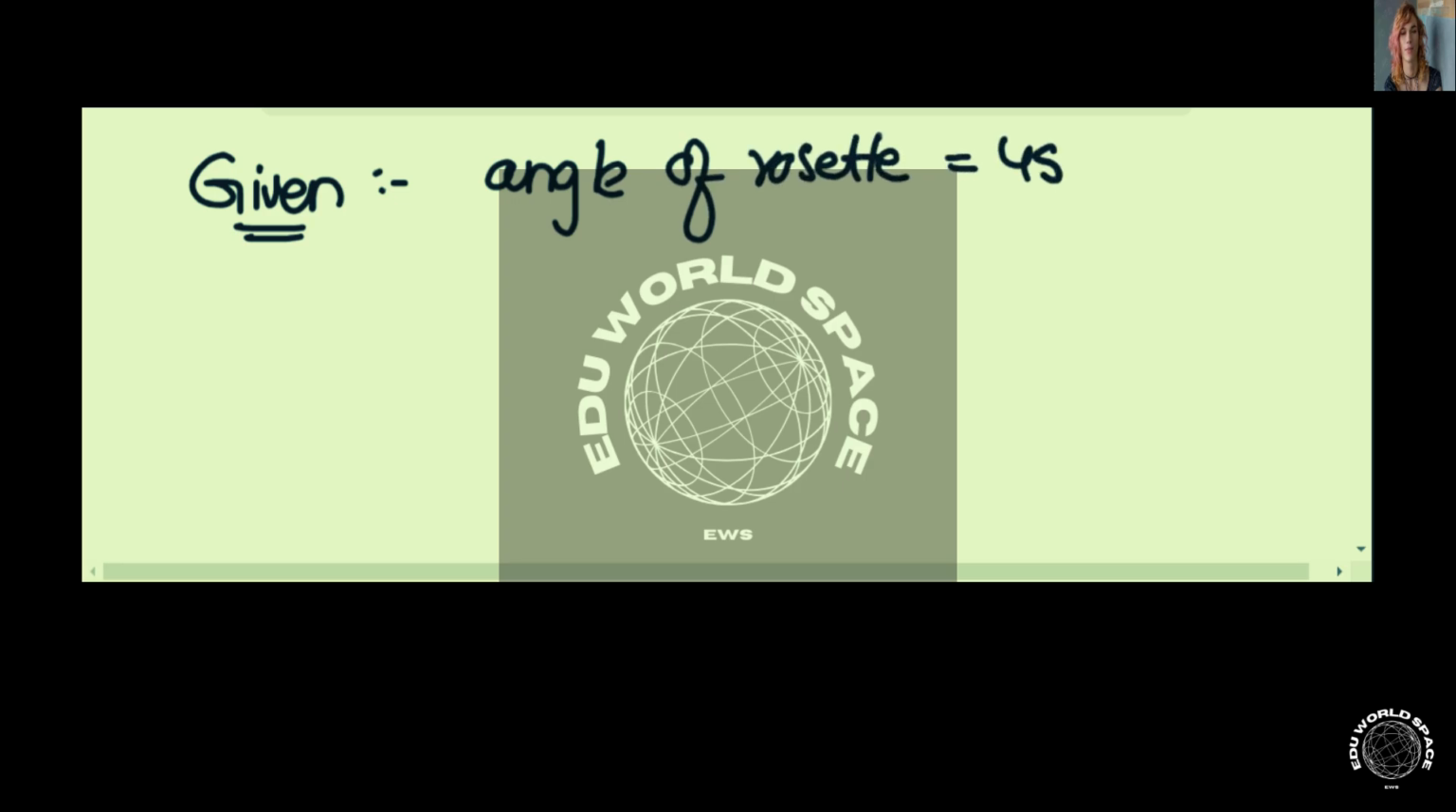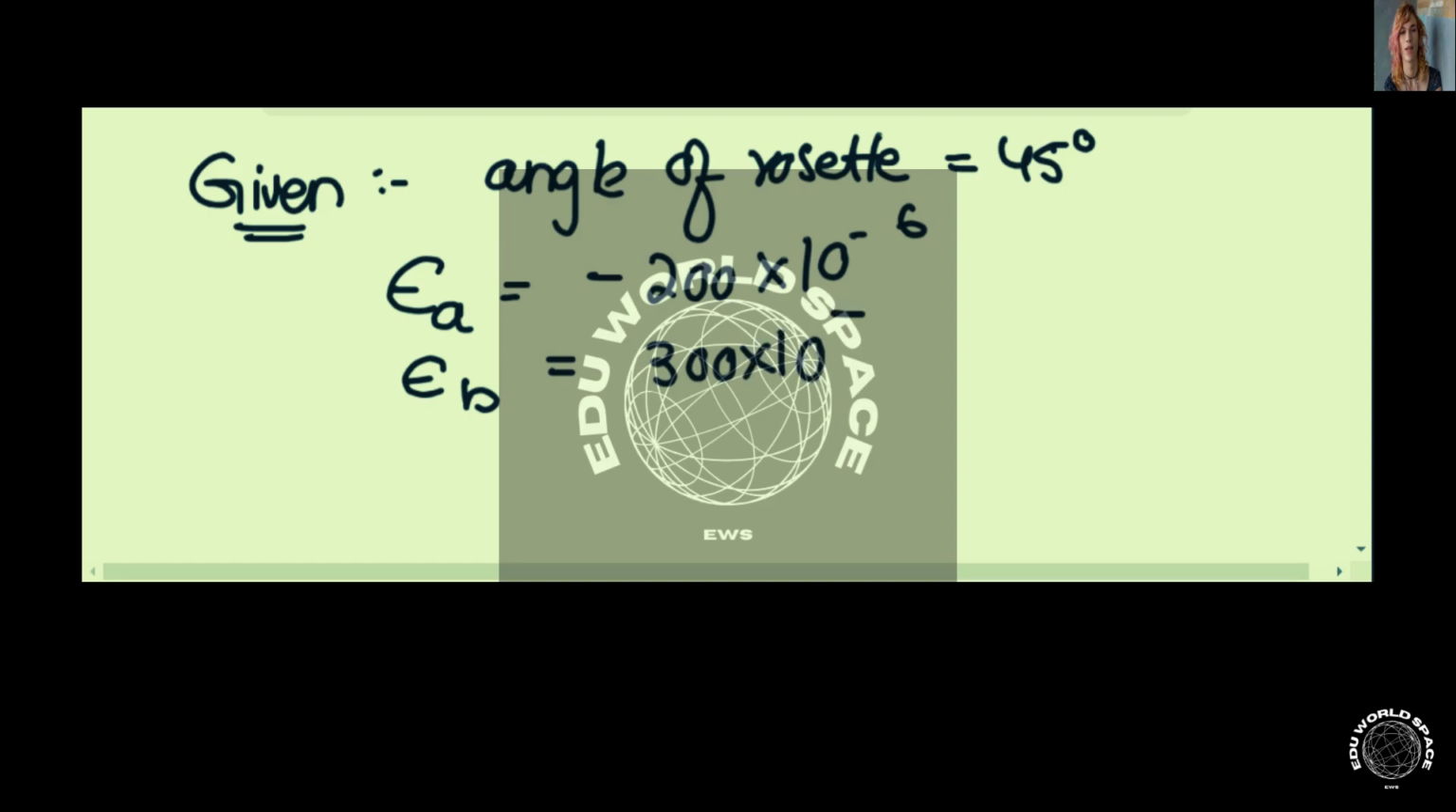So in this question, we have been given the following data, right? The angle of the rosette is equal to 45 degrees, and the strain epsilon sub A is equal to negative 200 into 10 raised to power negative 6. Epsilon sub B is equal to 300 into 10 raised to power negative 6, right, and epsilon sub C is equal to 250 into 10 raised to power negative 6, right?